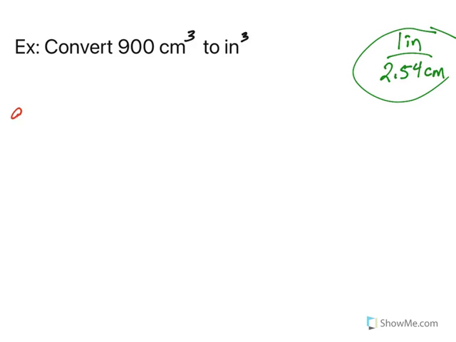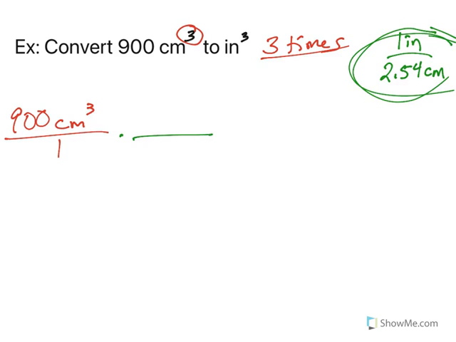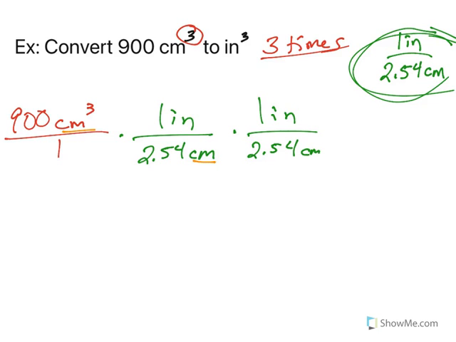So if I'm starting with 900 cubic centimeters, notice the exponent is 3, so I have to do this 3 times. So I take my ratio and say 1 inch, 2.54 centimeters. Centimeters has to be in the bottom so that it reduces with the numerator. And I have to do it 3 times, because 1, 2, 3, right? 3 centimeters in the denominator, 3 separate identity ratios, cancels out with the centimeters cubed in the numerator.